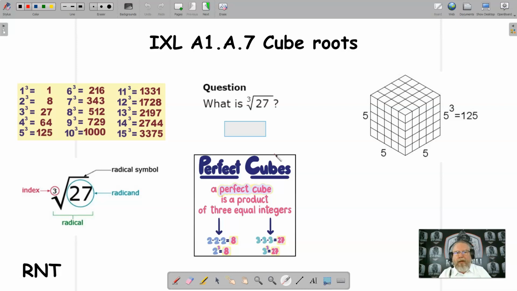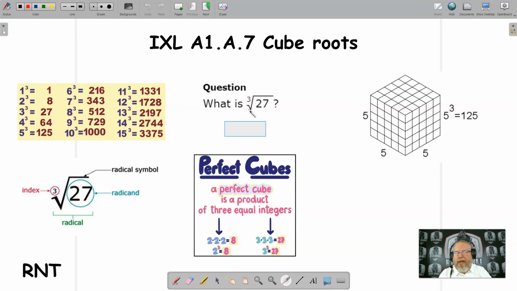Hello, this video is for IXL Activity A1.A.7. It is titled Cube Roots, and the 3-character code for this activity is Romeo, November, Tango. So our first question is, what is the cube root of 27?